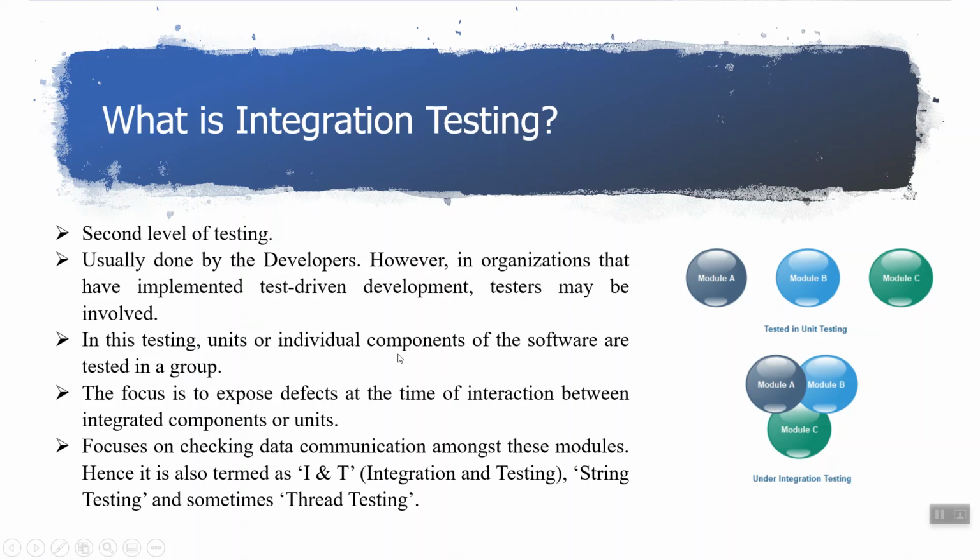In this testing, units or individual components of the software are tested in a group. The focus is to expose defects at the time of interaction between integrated components or units. Here, integration testing focuses on checking the data communication among these modules. Hence, it is termed I and T, which is integration and testing, or string testing, or sometimes called thread testing. In this image, we can see there are different modules, module A, B, C, which are tested in unit testing. In integration testing, we combine those modules and do the integration testing on those combined modules.